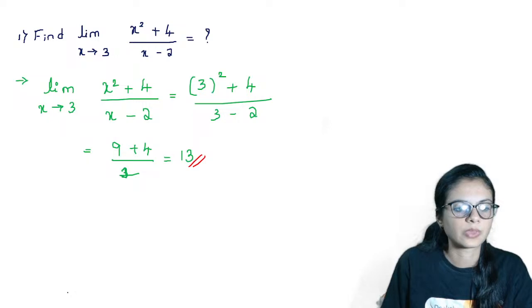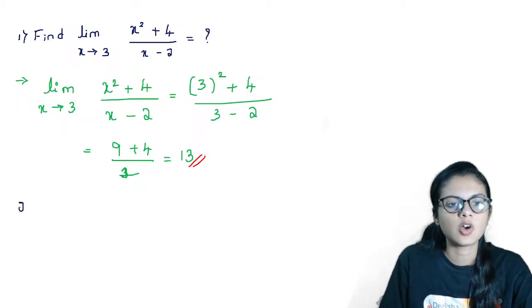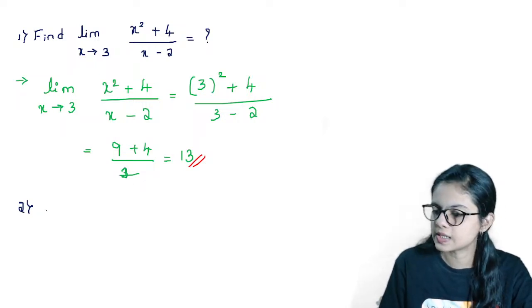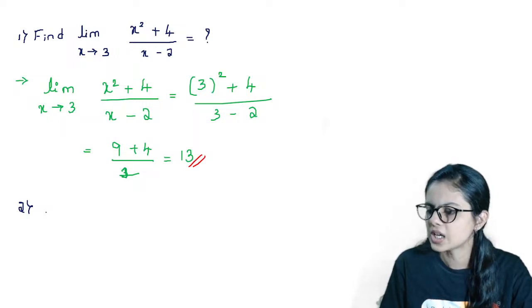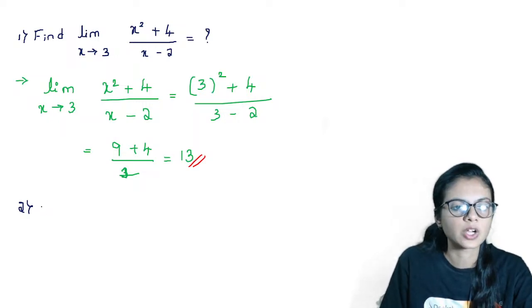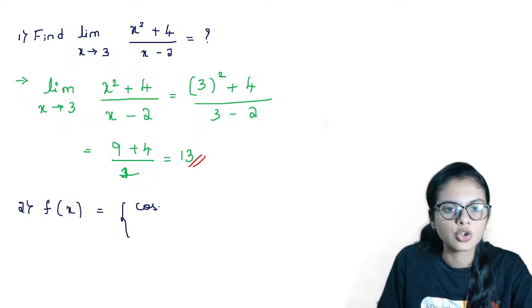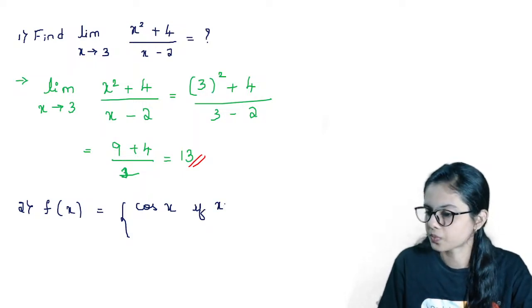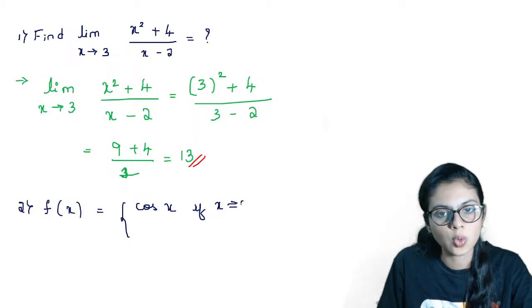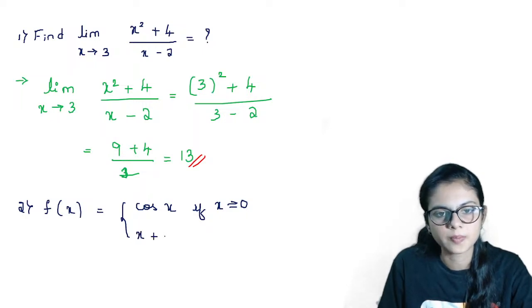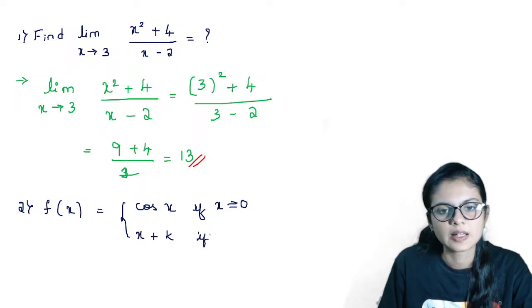That simple is this. This is the basic formula or the direct question which you can expect in the form of limit. So let's consider a different one here. If it's given function f of x is equal to, let me just write down the question. Cos x if x is greater than or equal to 0, and x plus k if x is less than 0.